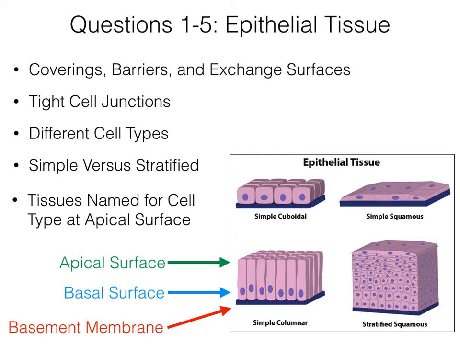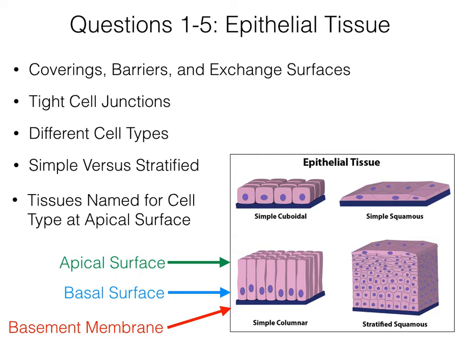Epithelial tissues can be either simple, meaning that there's one layer of epithelial cells, or they can be stratified, meaning that there's multiple layers. If you have a stratified epithelial tissue, then it gets named for the cell type at the apical surface.